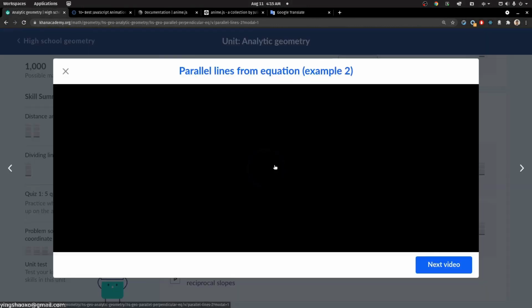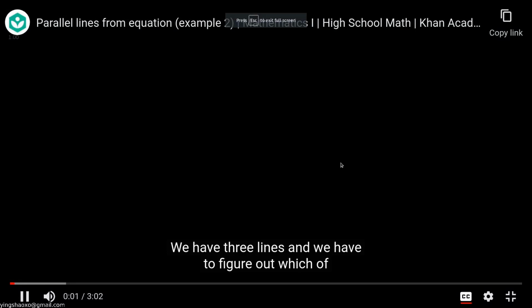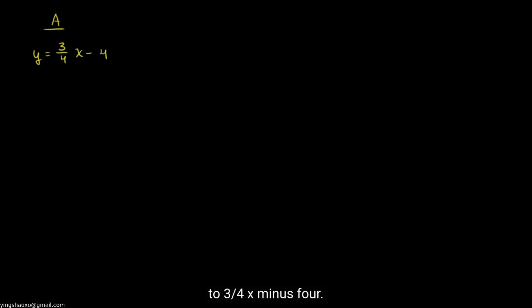Let's get into the second video. We have 3 lines, and we have to figure out which of the 3 are parallel. Line A can't be parallel on its own, it has to be parallel to another of the 3 lines. So the equation for line A is y is equal to 3/4 x minus 4.